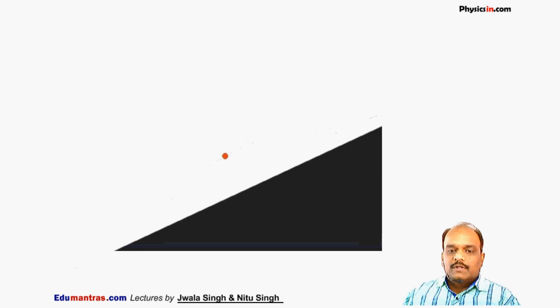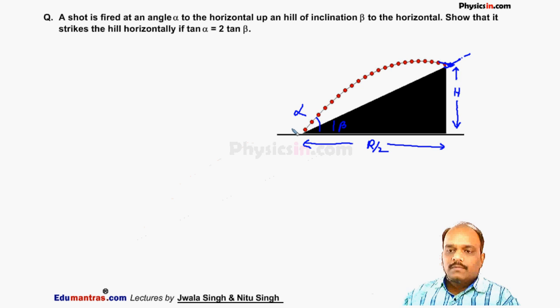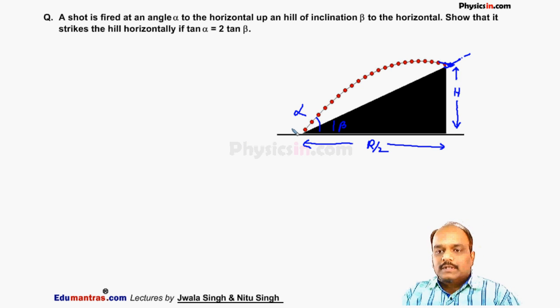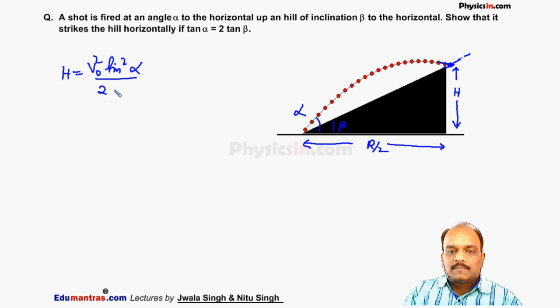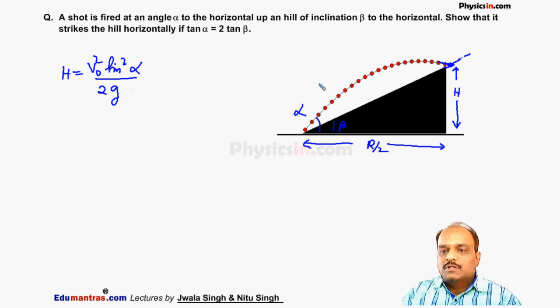This is the particle when it is projected. It strikes the inclined plane horizontally. Now, from here we can say h is equal to v naught square sine square alpha by 2g. This is the maximum height attained by the projectile.